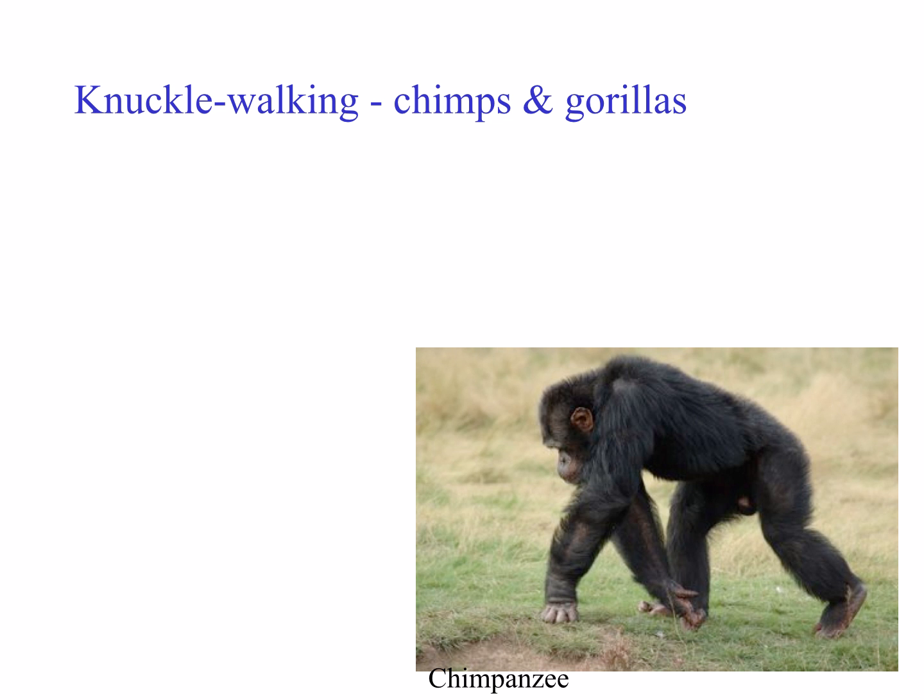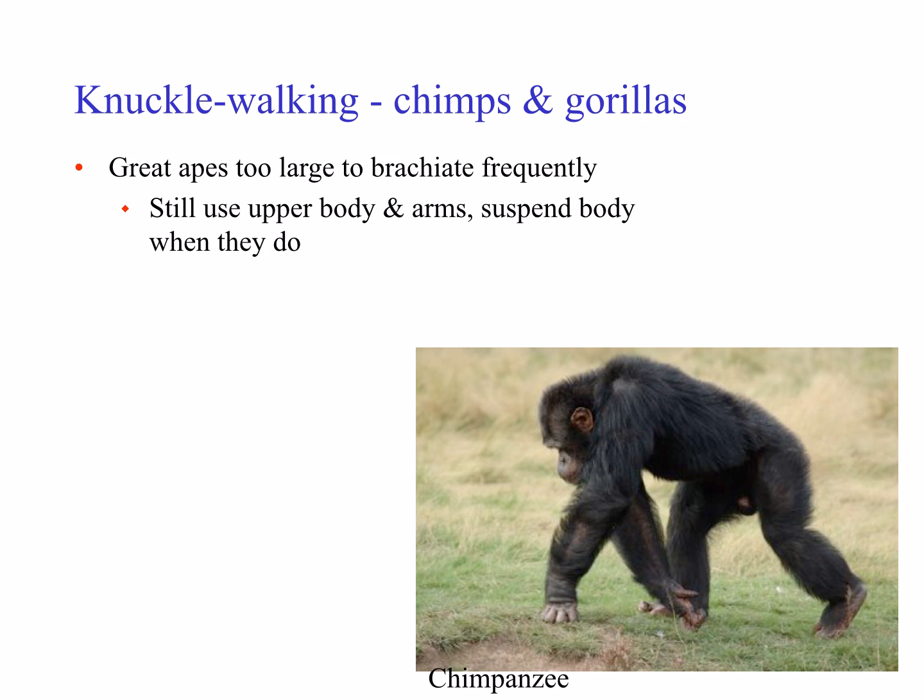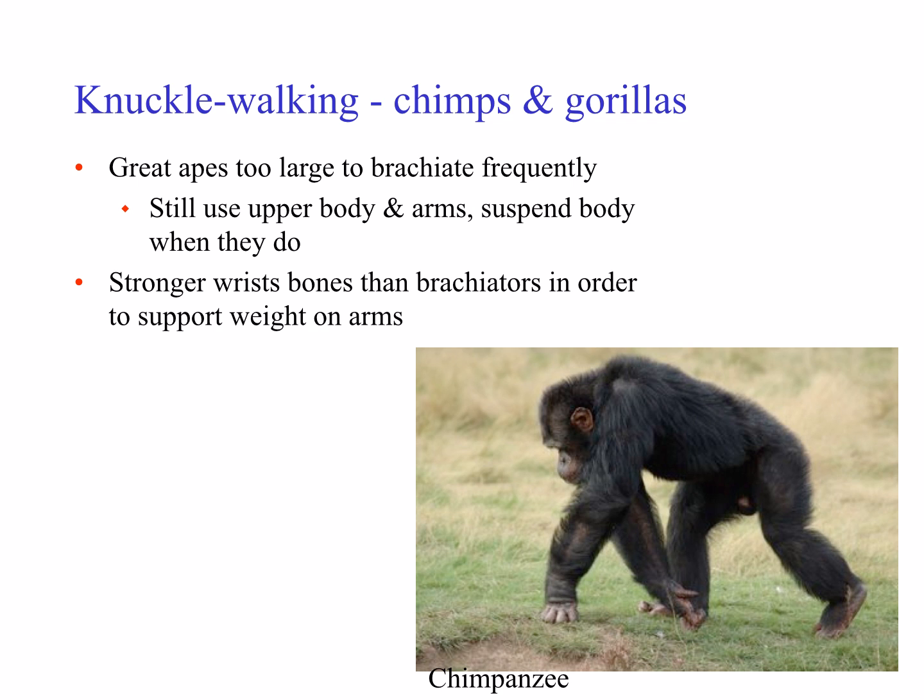All right, knuckle walking. Chimps and gorillas. So great apes, too large to brachiate frequently. So these great apes don't spend too much time in the trees. They spend most of their time on the ground. They still use their upper body and arms to suspend when they do. They have stronger wrist bones than brachiators in order to support their weight on their arms as they move on the ground.